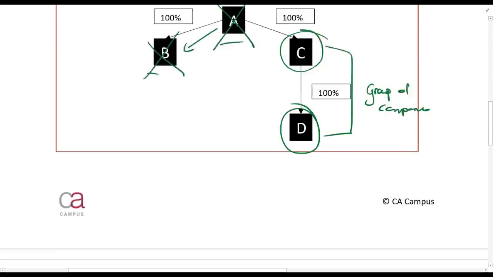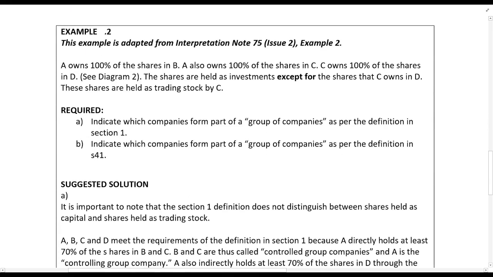Okay. Again, guys, just for you to be aware of this, not necessarily something I expect you to see with a lot of detail. Then, example 2, this is adapted from example 2 in Interpretation Note 75. A owns 100% of the shares in B. A also owns 100% of the shares in C. C owns 100% of the shares in D. The shares are held as investment except for the shares that C owns in D. These are held as trading stock.